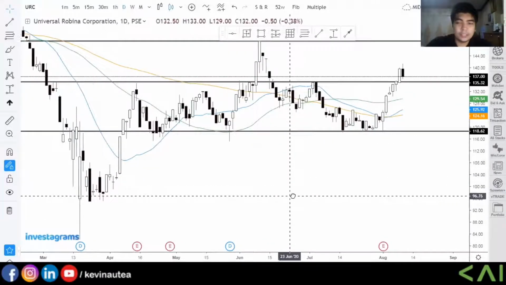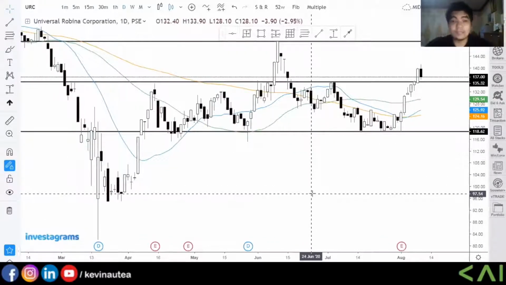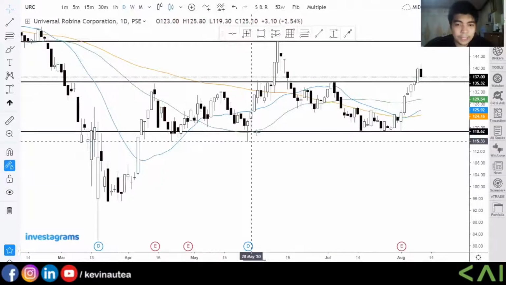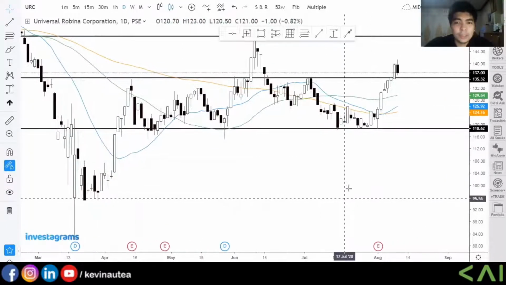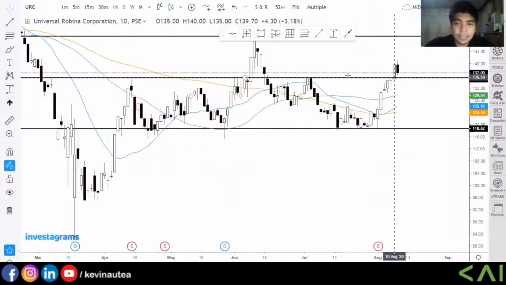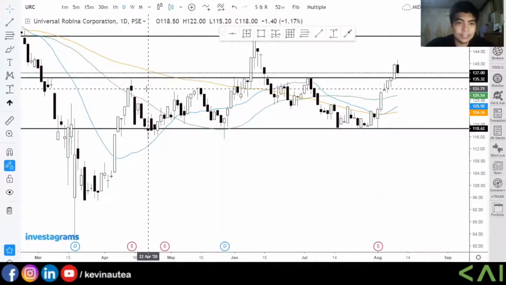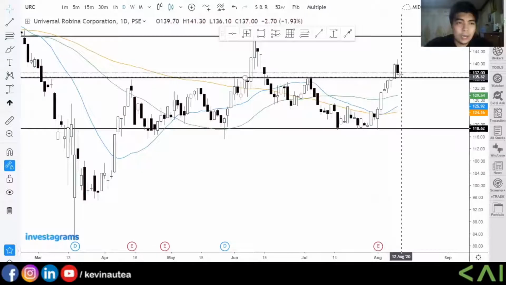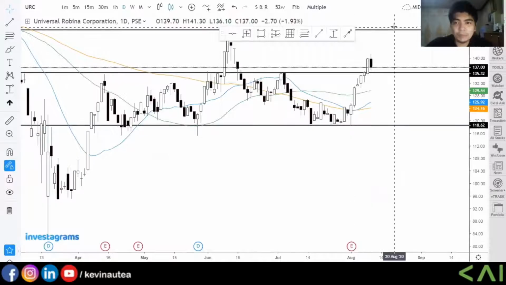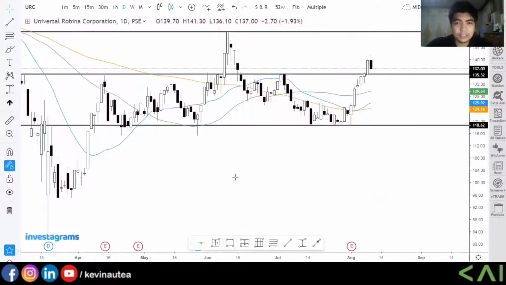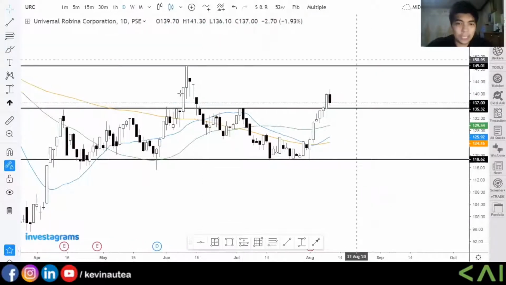Oh, the lines are still saved. For URC, you have these areas as its support. As you can see, it's a strong support. Now, what we have here is a resistance line, right? If this one continues to rally and breaks, we could see that the stock can move up to this area. How much is that one? That could be around 149.